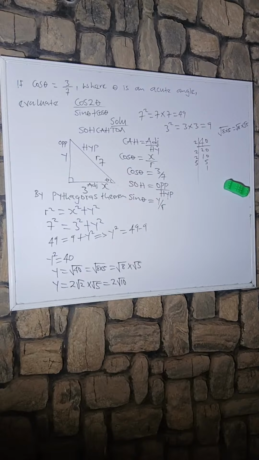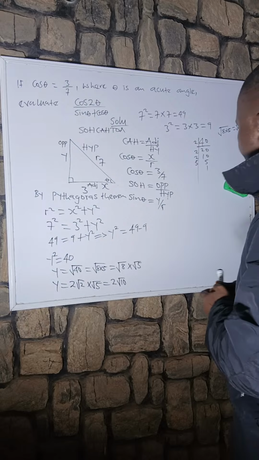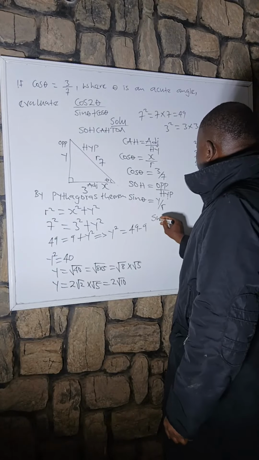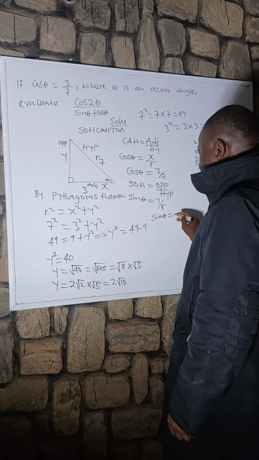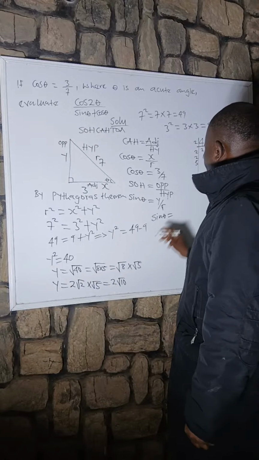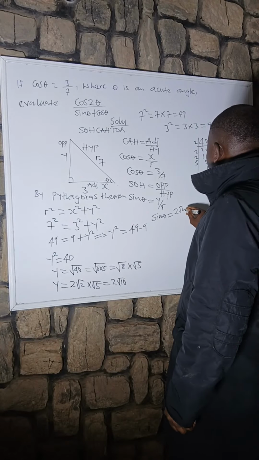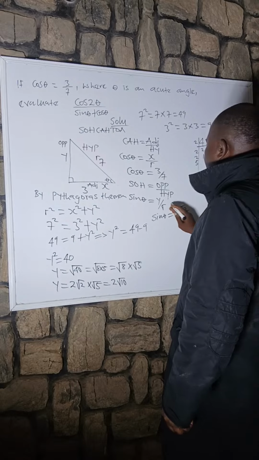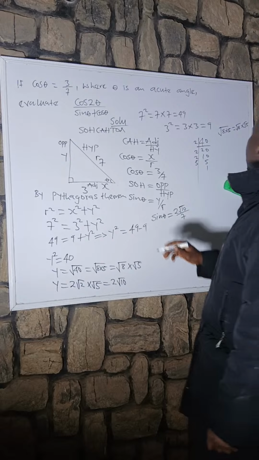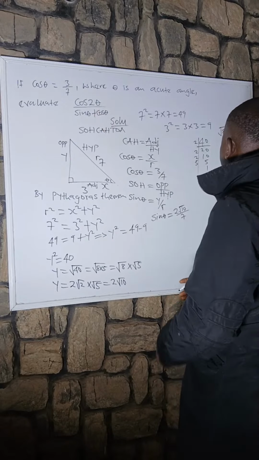True or false? It's true, right? Okay. So this implies that our sine theta is equals to what? Y is 2 root 10. R is what? 7. Right? Okay. So now let us evaluate this.